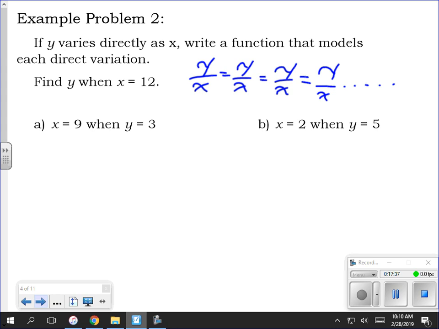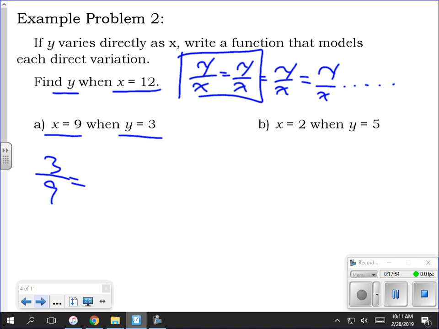Okay, so Y divided by X is the same value every single time. That's what direct variation means. So here's what I do, I set up an equation using the Y's and X's given to me. Okay, X is 9 when Y is 3. So using these two here, 3 over 9 is equal to something I don't know over 12. And I solve that.